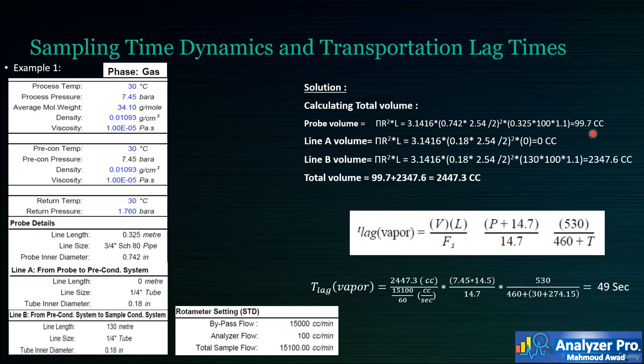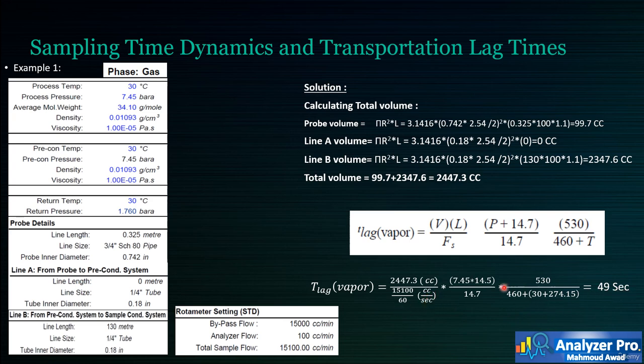We will do the same to calculate line B total volume, then we add the volume of the sample probe with the volume of line B to get the final sample volume. Now we can compensate in the equation to get the lag time. Note here that the total flow is divided by 60 to transform it to cc per second and to get the final lag time results in second.